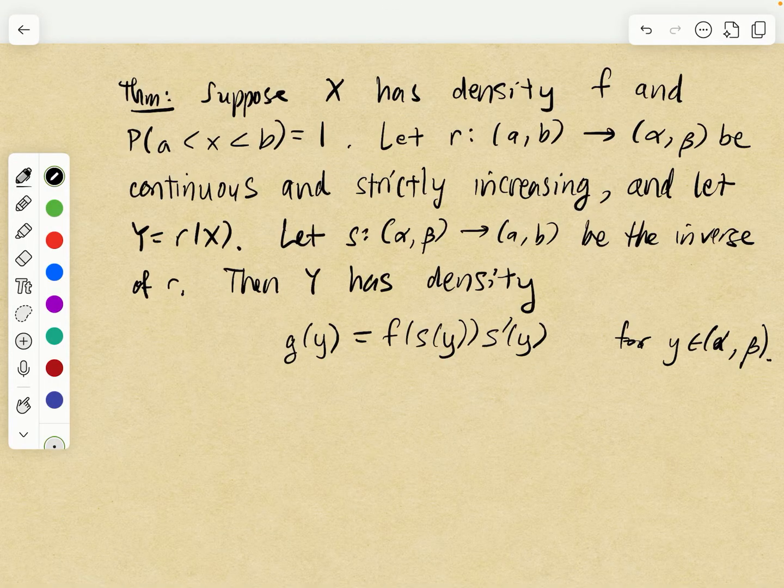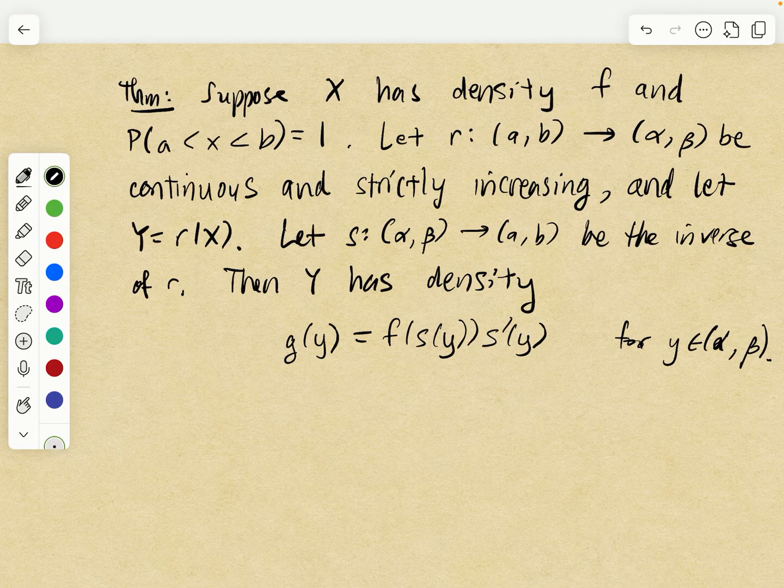Okay, in this video, I'm just going to state and prove a theorem that relates the density functions of two random variables that are related by a function. So remember that a random variable is a function, and so if you apply a function to it, you get another function, which is another random variable.